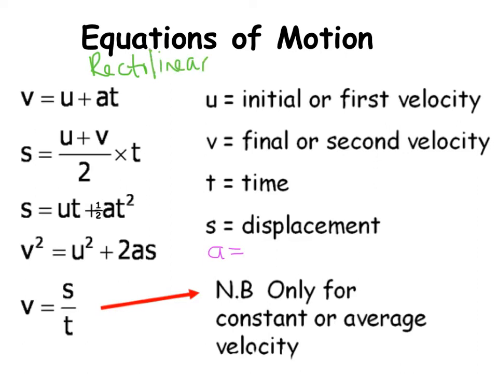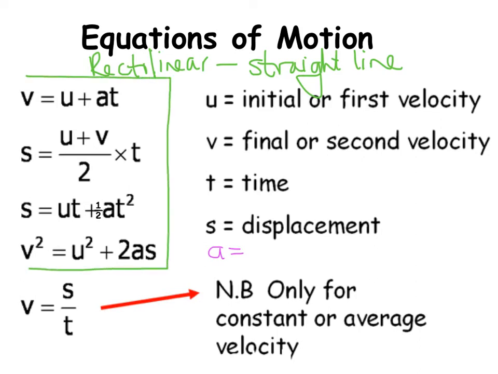Rectilinear motion means motion in a straight line. So we are only going to worry about acceleration in a straight line. We're not going to be turning corners or anything like that. And these four equations over here are all for acceleration or an accelerating body.